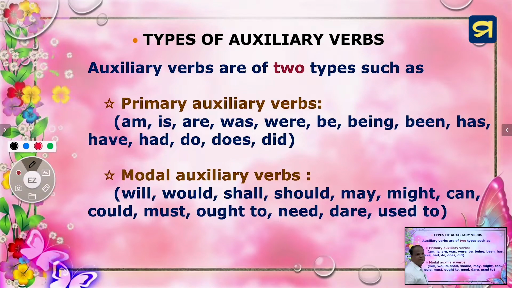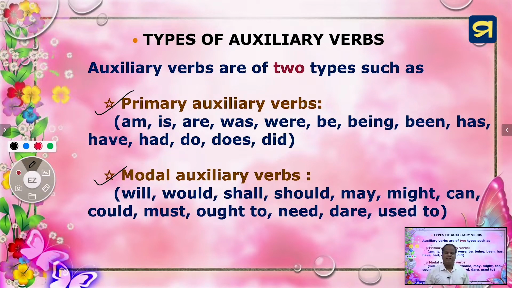Dear students, let's discuss the types of auxiliary verbs. Do you know, students? Auxiliary verbs are of two types. The first one is primary auxiliary verbs. And the second one is modal auxiliary verbs or modals. Again, primary auxiliary verbs are of three types. The first one is be verbs, then have verbs and do verbs.